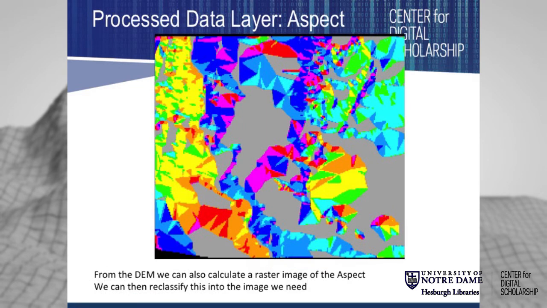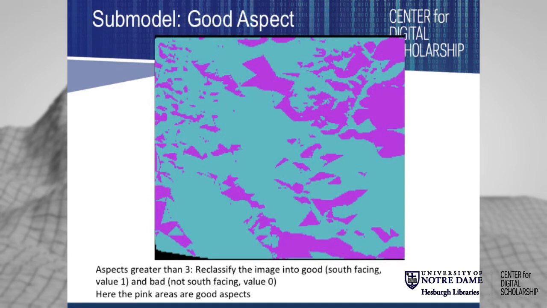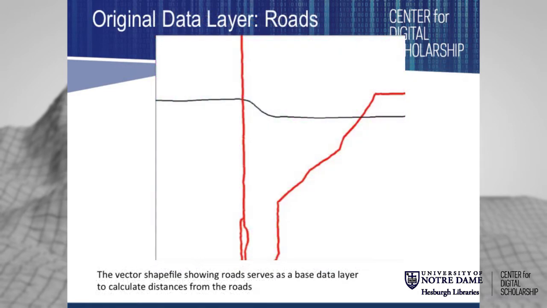We can also create that aspect layer using the DEM, which we see here. And then we can reclassify this into the image that we actually need, which is aspects of sort of southern facing, so south and southwest and southeast. So we see these in purple here, or sort of pink. The pink ones are good aspects, south-facing slopes. The blue areas are less suitable. These are areas that are facing to the north, the east, or the west.